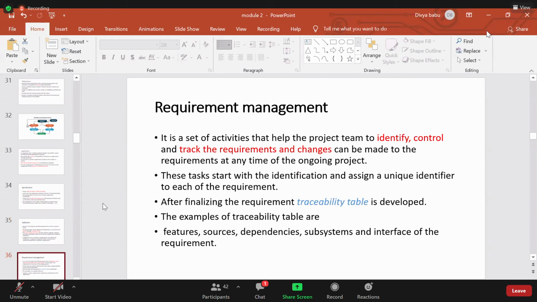So next is requirement management. Management means everything under this comes to identify, control, and track the requirement and changes. All this comes in for an ongoing project. Suppose when a project is going on, we are collecting requirements in parallel, because in every cycle there is an option to change. So at that time, you need to identify, control, and track the requirement and changes. The process is done by a technical team called the requirement manager.